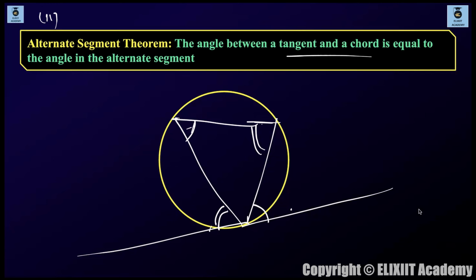So angles in the alternate segments are also equal. That's what they're saying. Angle between a tangent and a chord. So I've taken a tangent and a chord. So this angle and this angle will be the same, as will this angle and this angle. That's all we have with the diagram. Let's not waste more time over here.